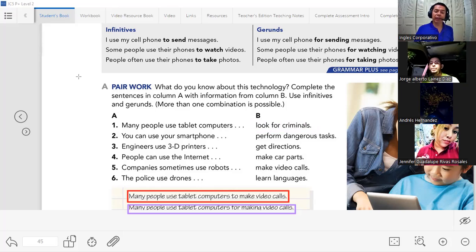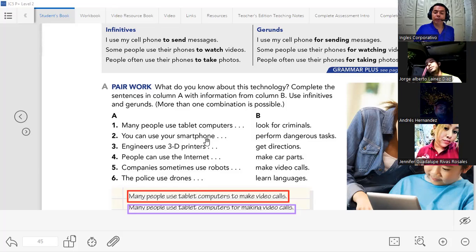Many people use tablet computers to make video calls. Many people use. Okay. Many people use tablet computers for making video calls. Repeat, please. Number two. Many people. Number two, right? Listen and repeat number two.